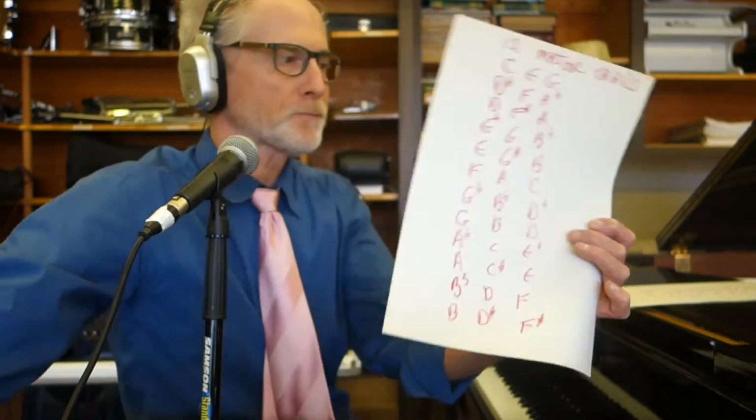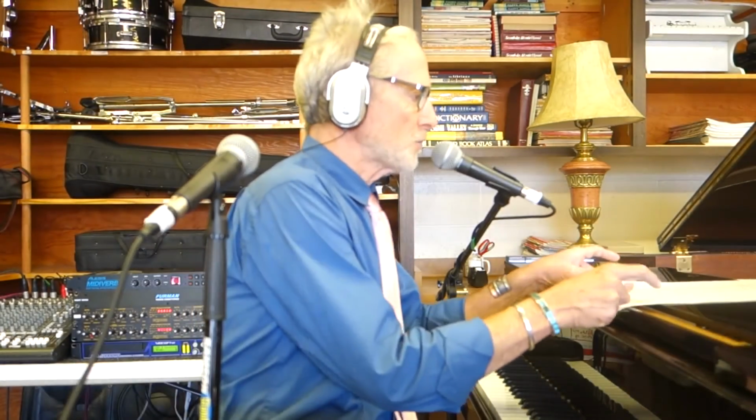Now let's play them. Okay, guys, 12 major triads. Here we go. C, E, G. D flat, F, A flat. D, F sharp, A. E flat, G, B flat. E, G sharp, B. F, A, C. G flat, B flat, D flat. G, B, D. A flat, C, E flat. A, C sharp, E. B flat, D, F. And last but not least, B, D sharp, F sharp.